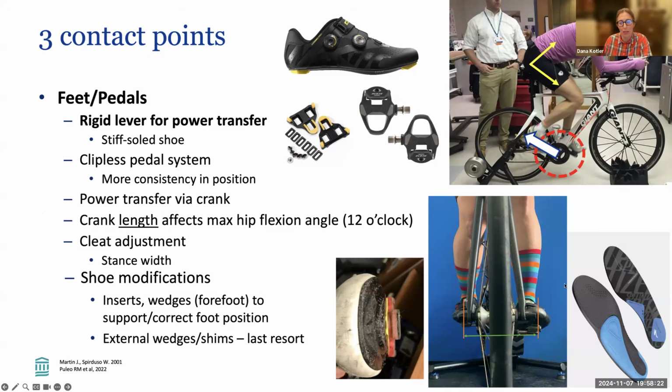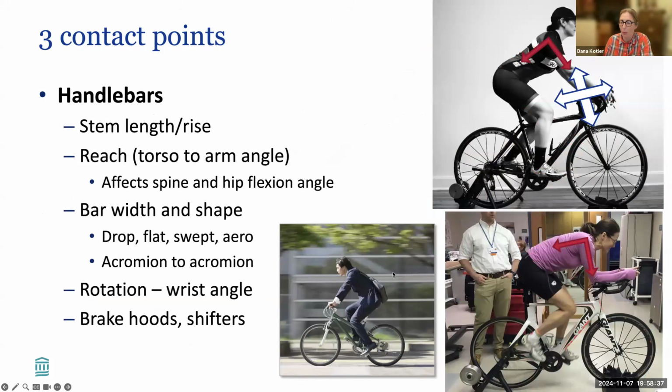In addition, you can adjust the cleats on your shoe to move your feet in or out, depending on the width of your pelvis and how wide your feet need to be. And there are some modifications you can make within the shoe and even to the external part of the shoe to help get your foot in an appropriate position, because that's going to be important all the way up the chain. If your foot is starting to collapse inward, your knee is probably going to follow it.